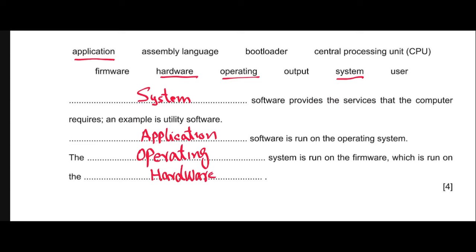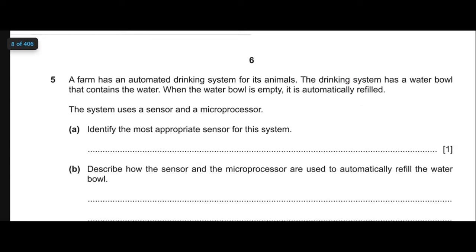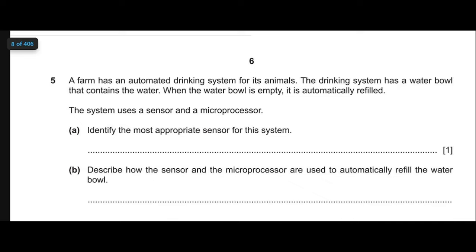Okay, so that's it. We are done with this question. Let's move to question number 5. A farm has an automated drinking system for its animals. The drinking system has a water bowl that contains water. When the water bowl is empty, it is automatically refilled. So this is the scenario, okay? The system uses a sensor and microprocessor. Identify the most appropriate sensor for the system.